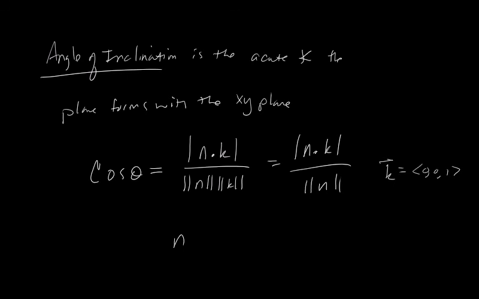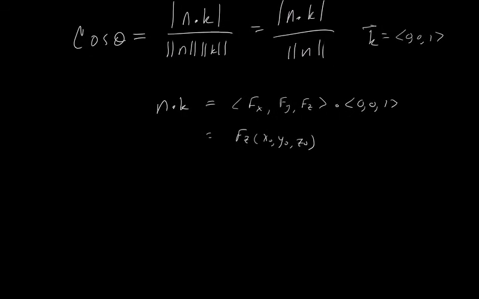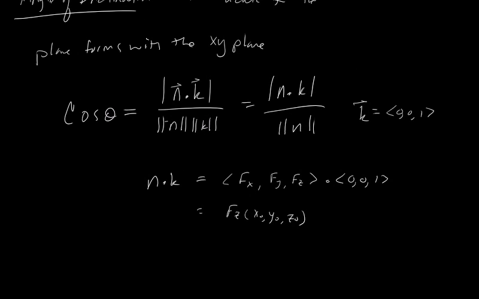So really what that means when we dot n with k, let's say that our normal vector is equal to f sub x, f sub y, f sub z, right? And we're dotting that with k, which is 0, 0, 1. What we're going to end up with here is just our partial derivative with respect to z at that point. So that's going to be our numerator. That's kind of interesting how that works out. Oh, and all of these are vectors.